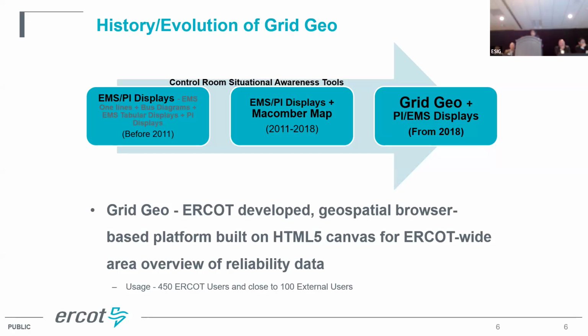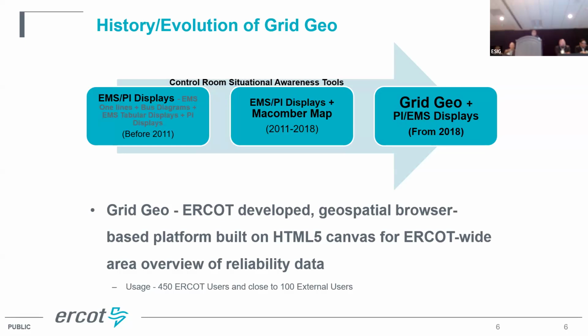And just a brief history of what we used to have in the control rooms before 2011. The EMS, the energy management system, in combination with the PI historian, was what was available. You toggled different screens and looked at many different things to get to all of this information. Then between 2011 and 2018, we had a tool, Macomber Map, which was our first attempt at showing how the system looks on a map. If I'm looking at congestion, where in my system is this congestion? But then we took that another step, and in 2018, we got Gridgeo, which is the tool that we're presenting.